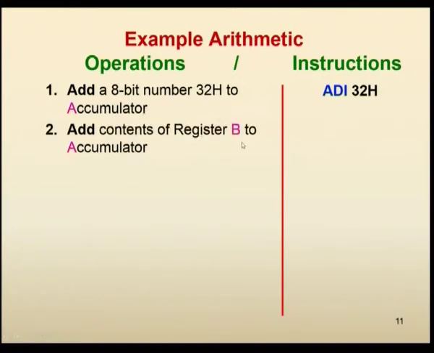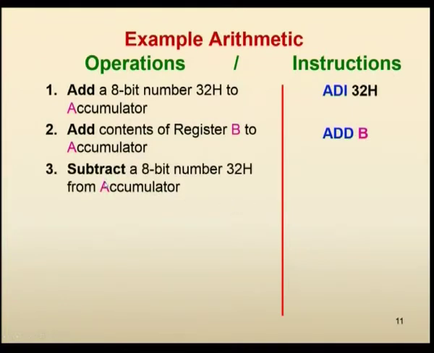You can add any register to the accumulator. The contents of the register B can be added to the accumulator, and of course the result also will be there in the accumulator. So, this is the instruction ADD B. You can also subtract any number from the accumulator. So, the immediate number 32H has to be subtracted from the accumulator. So, what is the instruction? SU is the shorthand form of subtraction, SUI, subtract immediate, 32H.